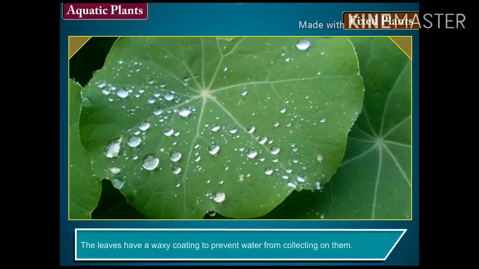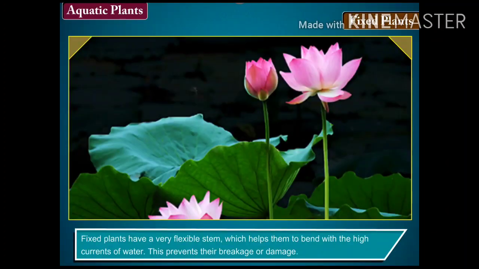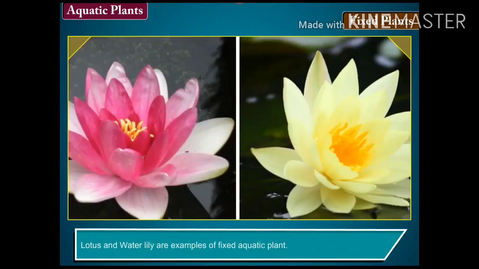The leaves have a waxy coating to prevent water from collecting on them. Fixed plants have a very flexible stem which helps them to bend with the high currents of water. This prevents their breakage or damage. Lotus and water lily are examples of fixed plants.